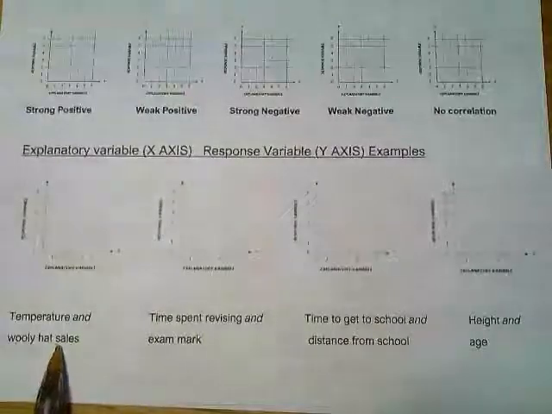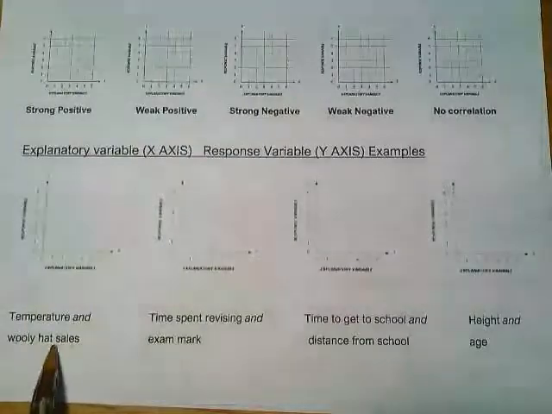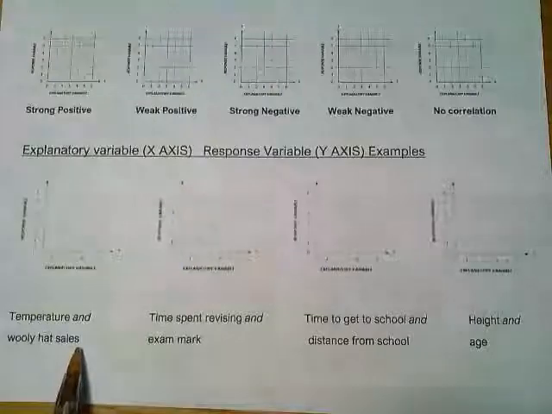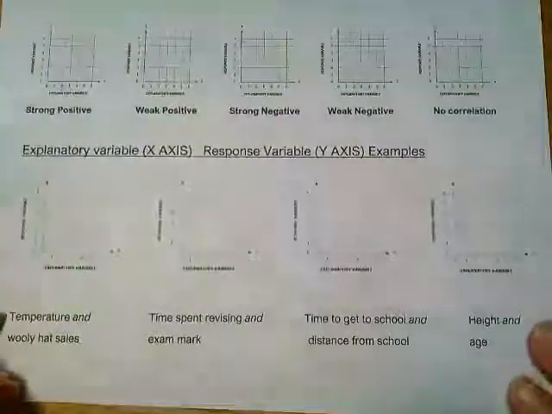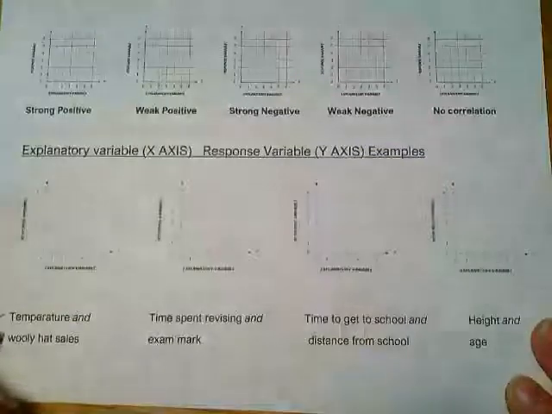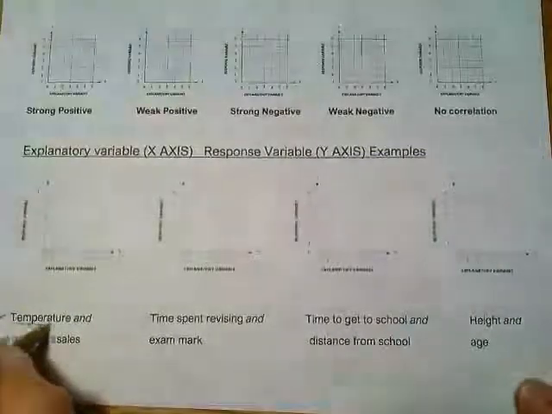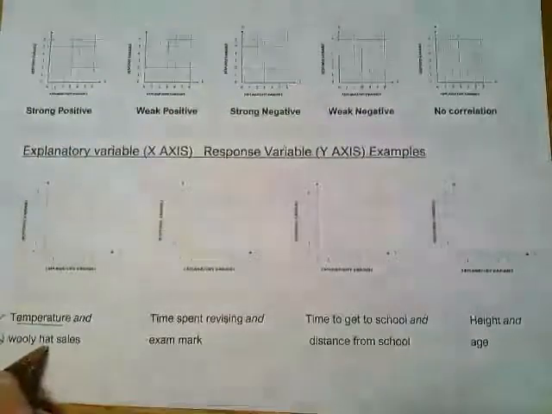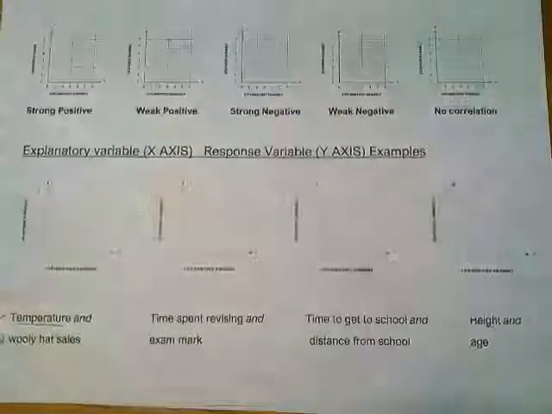Or does it make sense that because the woolly hat sales are low, the temperature has decided to be high? That doesn't make any sense, does it? So what that means is that temperature is causing a change to woolly hat sales. Temperature is the thing that explains the hat sales. The hat sales don't cause or explain the temperature. It doesn't work that way around.